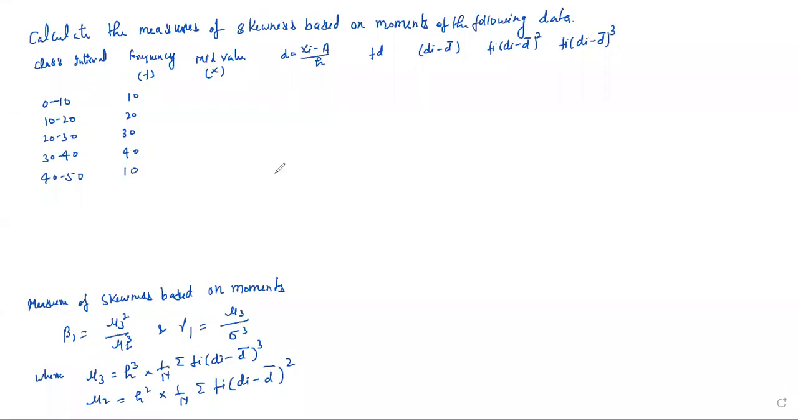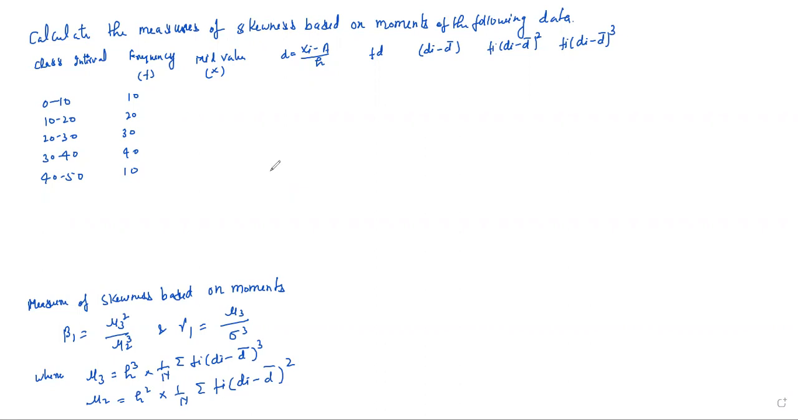Calculate the measure of skewness based on moments of the following data. Here, class intervals and frequencies are given. There are 5 class intervals: 0 to 10, 10 to 20, 20 to 30, 30 to 40, and 40 to 50. And their respective frequencies are 10, 20, 30, 40, and 10.